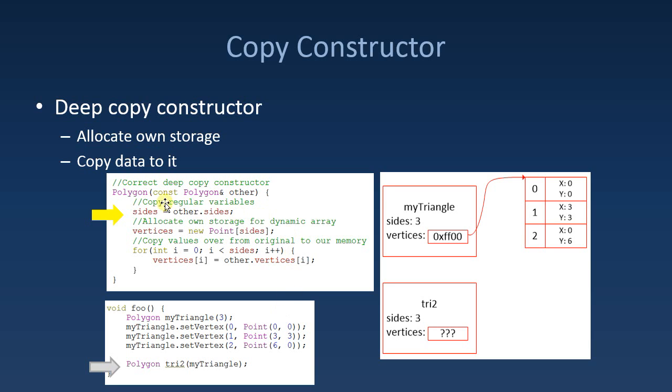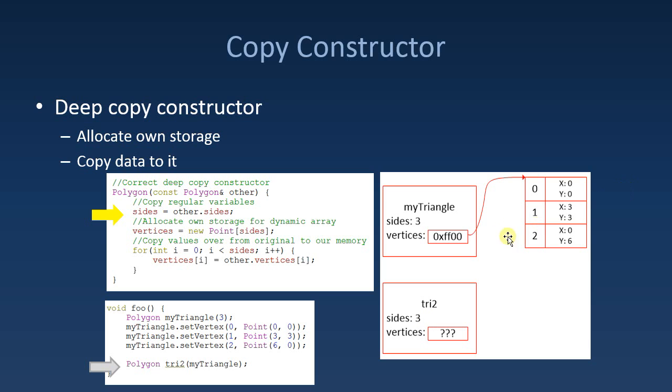And so what that would look like, I make sure it takes in a reference to the same type of class. Calling it other, I could call it whatever I want. And the basic model will always be to copy any non-pointers. So his sides are 3. Well, wonderful. My sides are going to be 3. All right, I can just copy that straight over. Anything that's an array or a pointer, I have to go make my own copy of out on the heap.